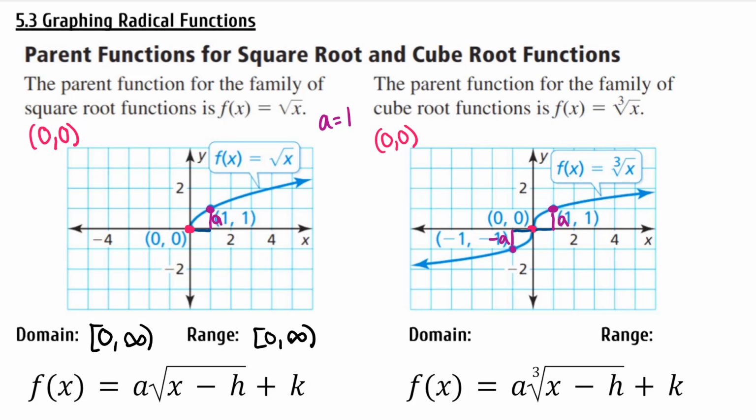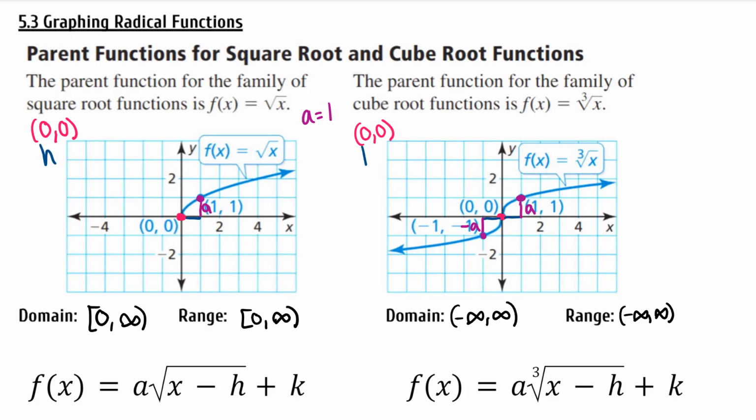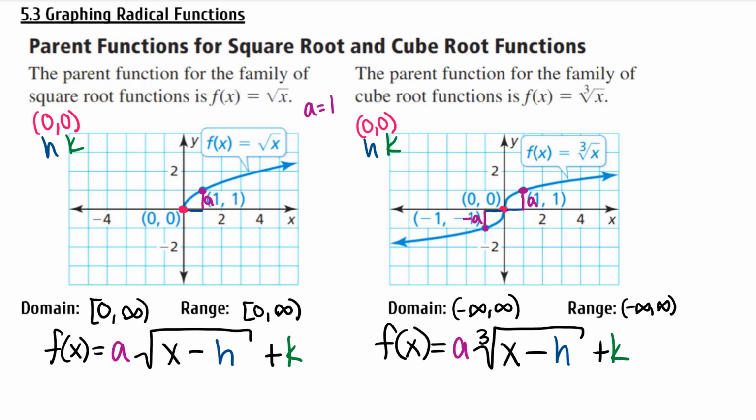Your domain for this is negative infinity to infinity. It goes on forever and ever. And your range is also negative infinity to infinity. Again, it's increasing ever so slightly, but still increasing until infinity. And if you had any sort of vertical or horizontal shift, this starting point would be known as (h, k). We can use these transformations to graph instead of plugging in a table of values to make it more efficient.